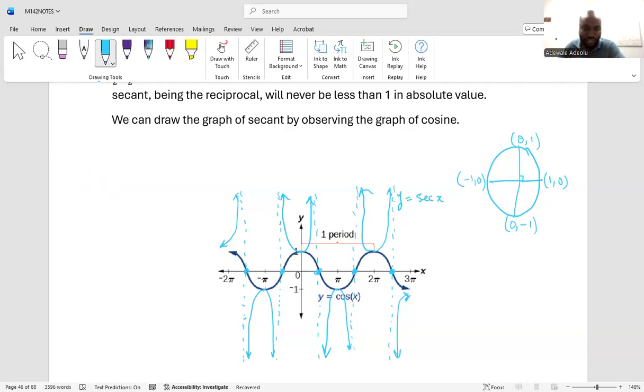Look at it. On this region, we can see that cosine is decreasing here. So we see secant increasing in that region. And here, you will see cosine is decreasing.